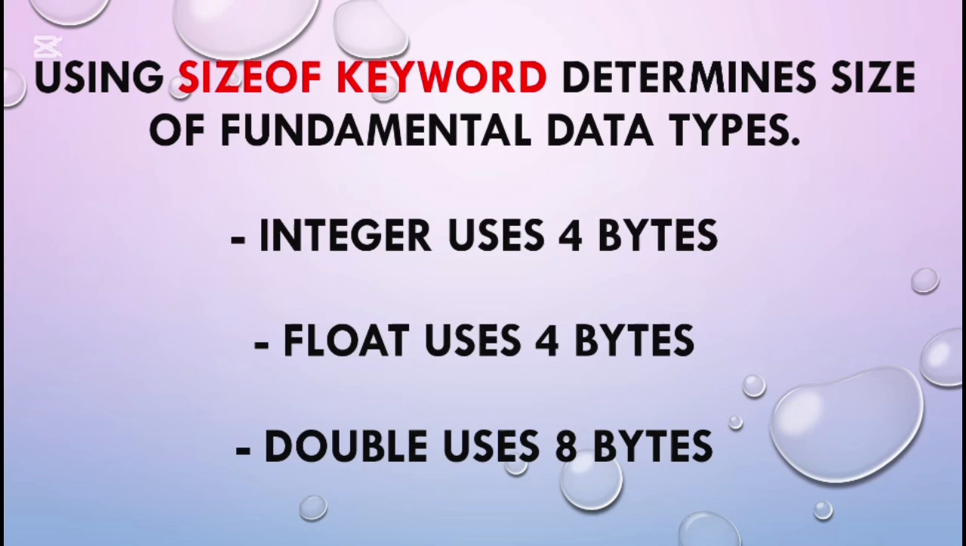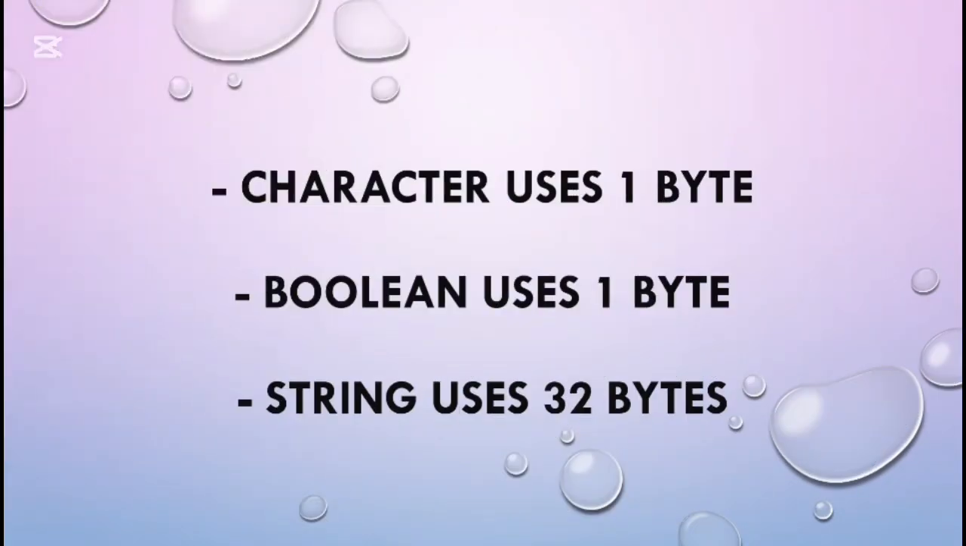We use the sizeof keyword to determine the sizes of each of these data types. As I said, the float has 4, the integer has 4, the double has 8, the string has 32, the character has 1, and the boolean, which is bool, also has 1. So we can say so far the string has the highest data size. The string data type has the largest memory allocation.